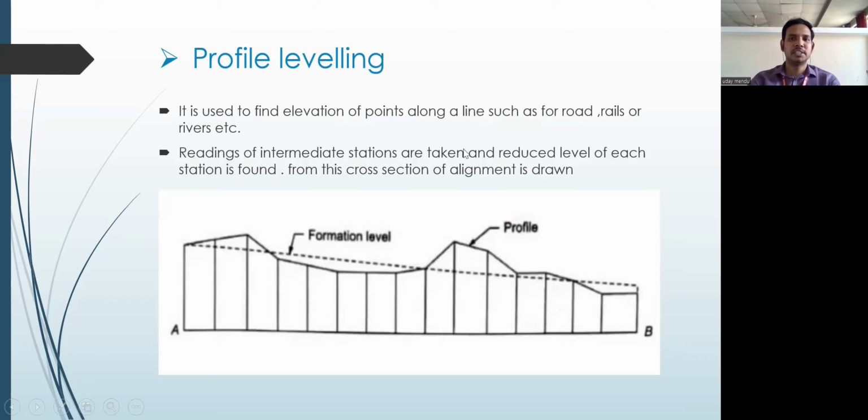Readings from intermediate stations are taken, and the reduced level of each station is found, from which the cross-section of the alignment is drawn. So after knowing the readings of each and every point, with the help of those readings you will be finding out elevations, and based upon those elevations, you will be drawing that cross section of the alignment. So majorly profile leveling is utilized for laying roads and railway tracks.